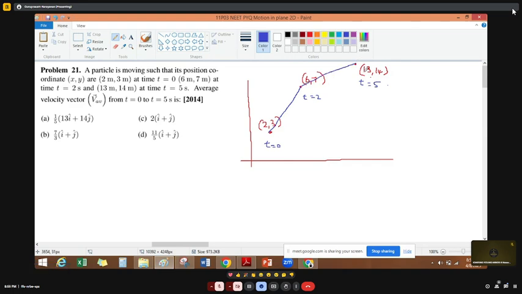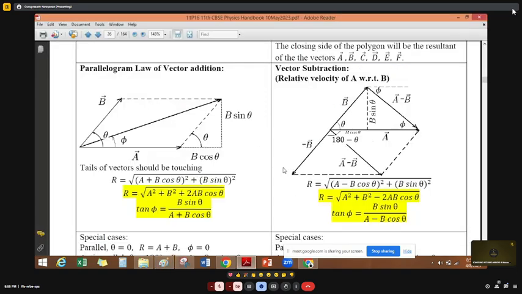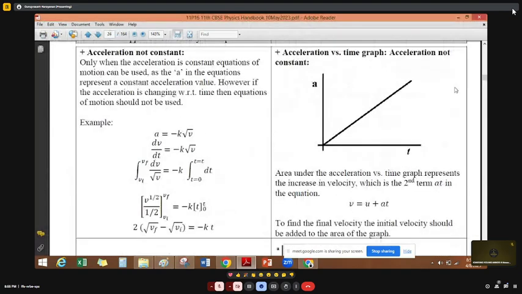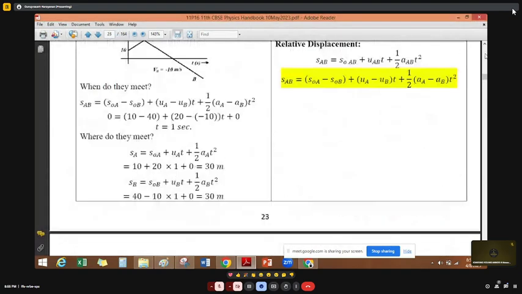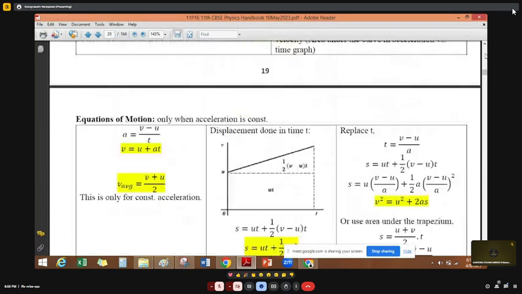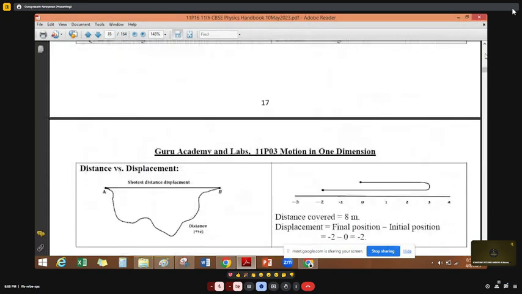So they are asking you to find the average velocity. Anybody remember the formula for average velocity? We forget all the basics, sir, we don't remember. Total distance by total time taken, sir. Displacement by total time taken. Okay, very good. So that means whenever you have doubt, go back to the basics.